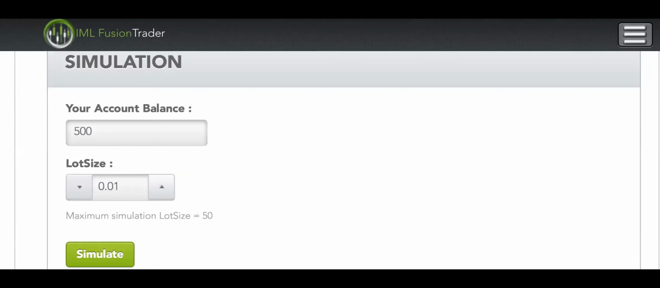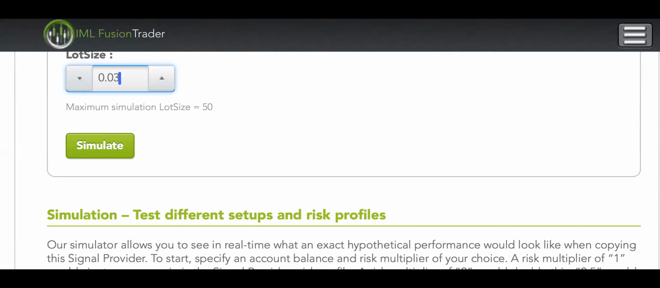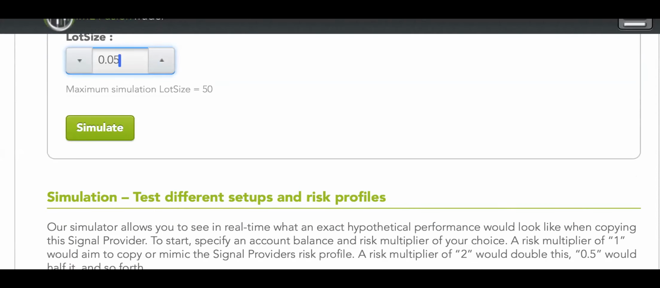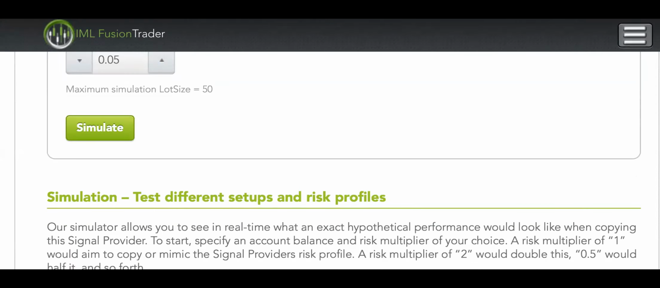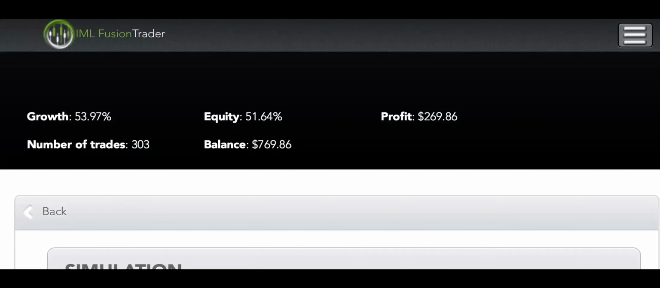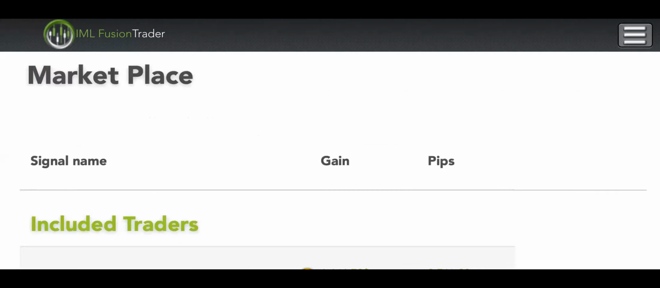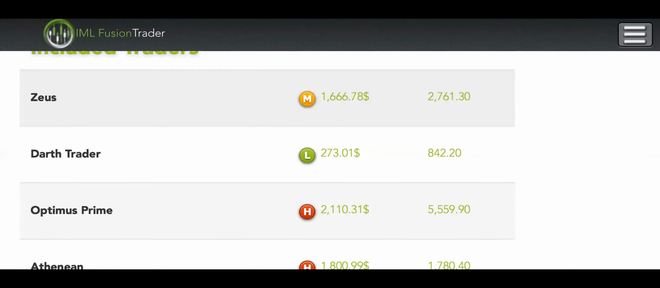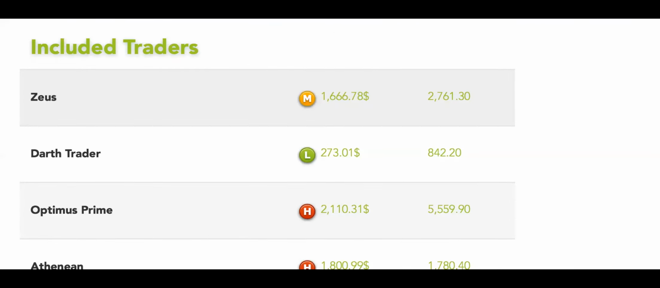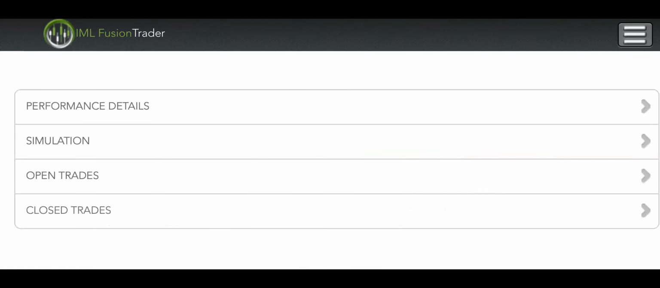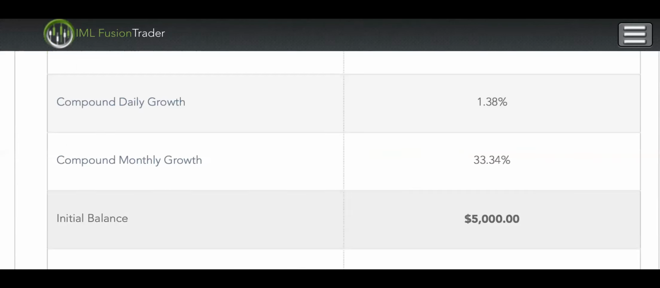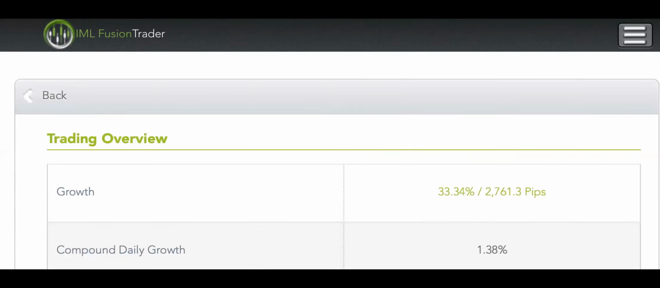Now, as you increase your lot size, because you may say, I want a 0.05 lot, you could play around with this and see what that potentially could be. So that's how you play here and there. As I stated, Zeus right now is doing an average of 1.38% daily growth. Let me go back to compound daily real quick.